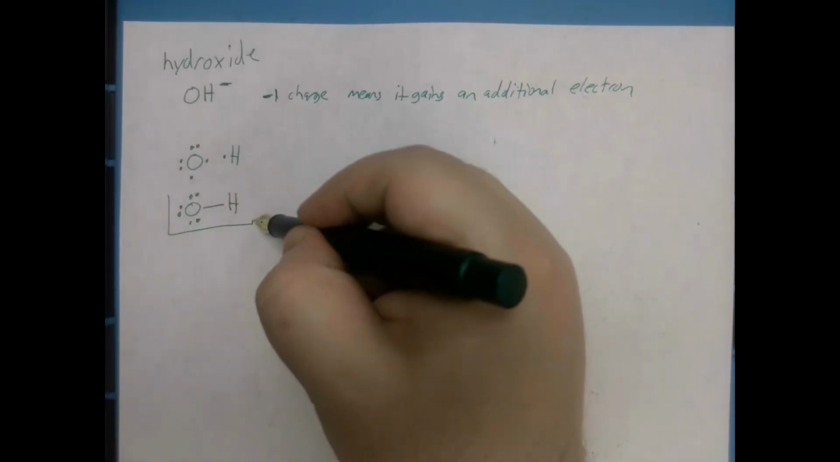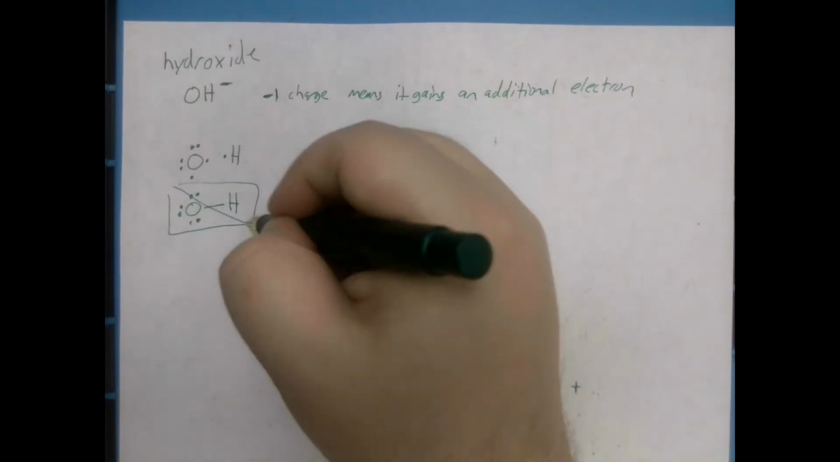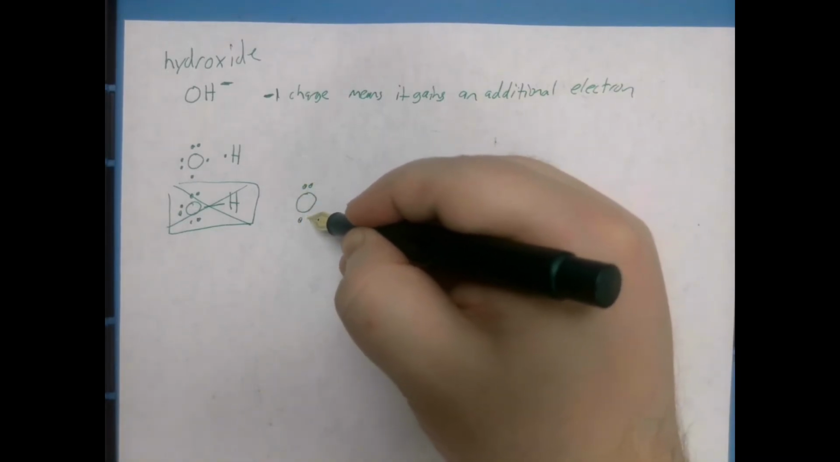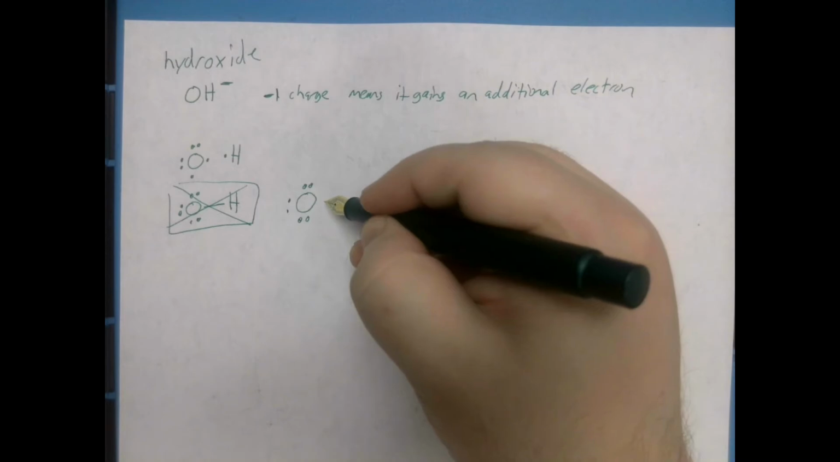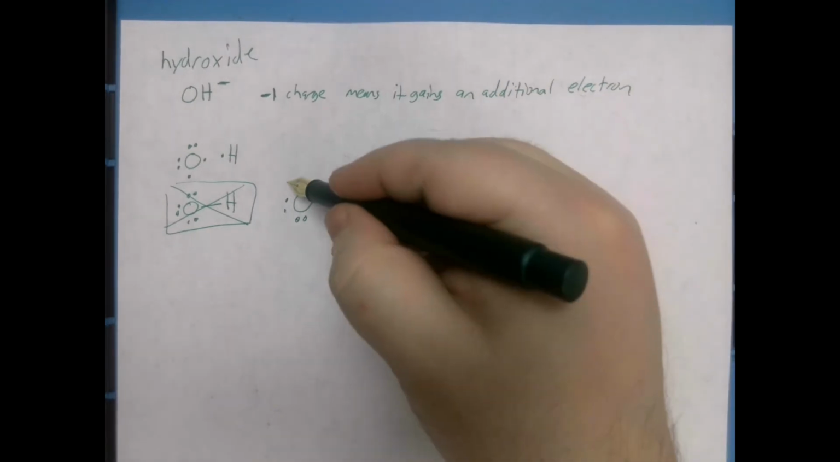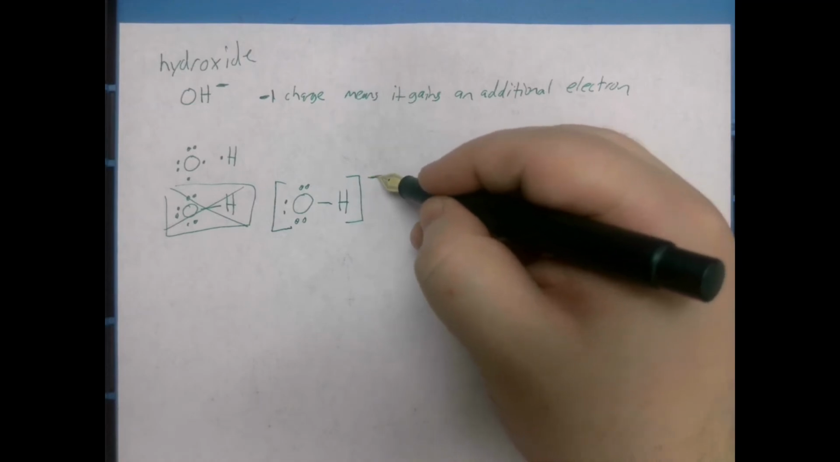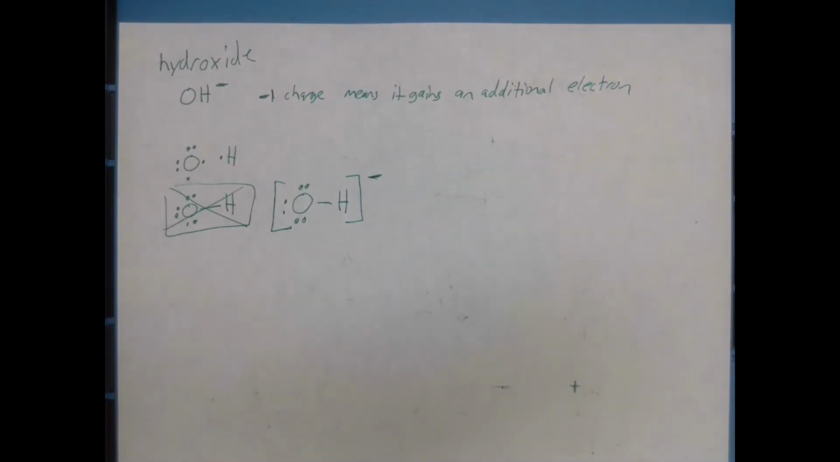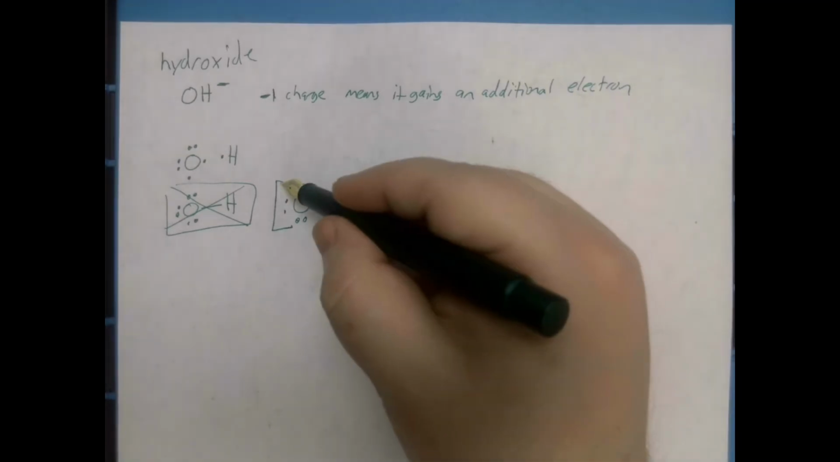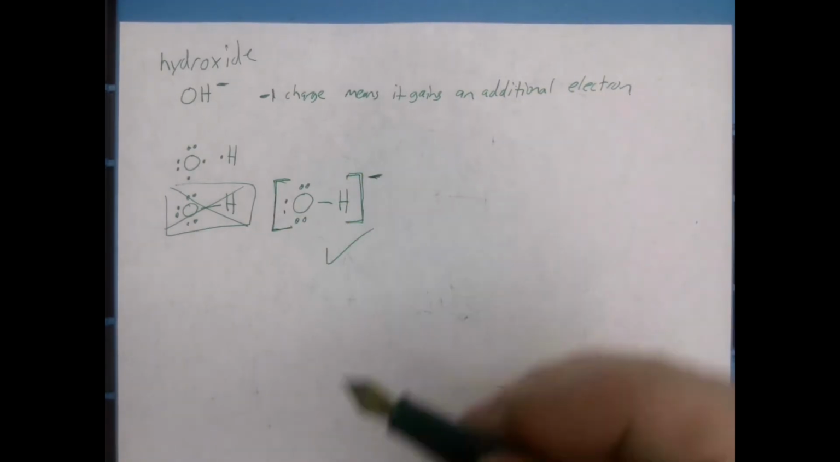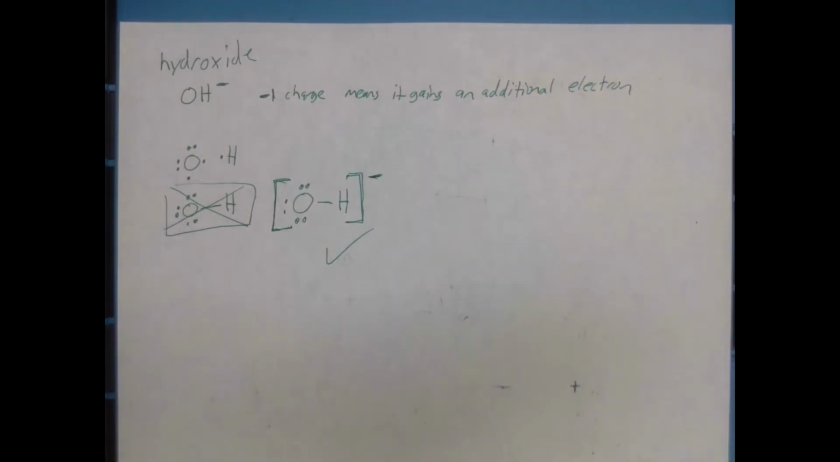This is the correct. This is not the correct. Very important. After you add that 1 dot, we always put Lewis dot for ions in brackets and indicate the charge outside of it. This is the correct way of writing the Lewis dot for an ion. Always put brackets around it and indicate the charge outside of it to indicate that you've added a dot somewhere.